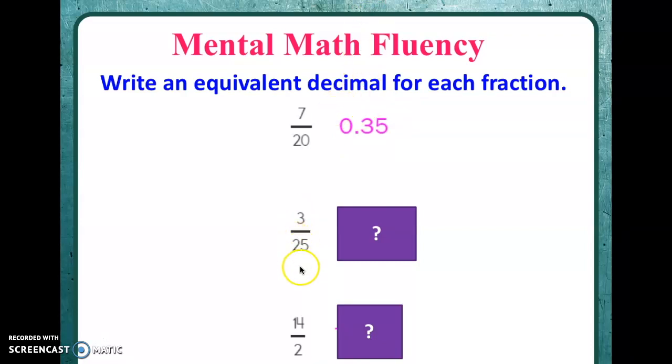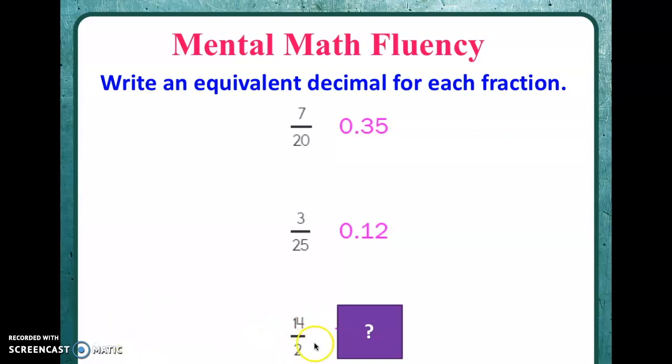3/25. Well, I know 4 quarters are in a dollar, so 25 cents 4 times. So that means 25 times 4 is going to get me 100, and 4 times 3 is going to get me 12. Which means 12/100, and hopefully you wrote the decimal 0.12. Now, I can see this one already is above a whole, because 14 is bigger than 2.